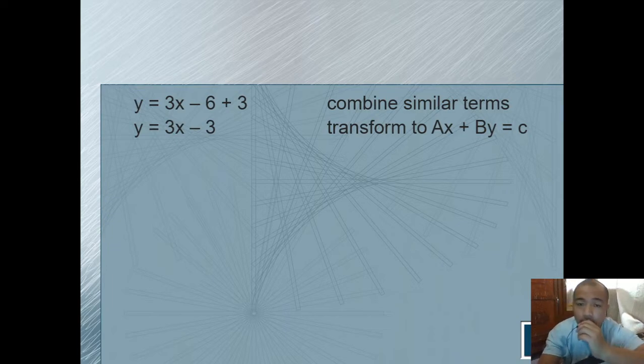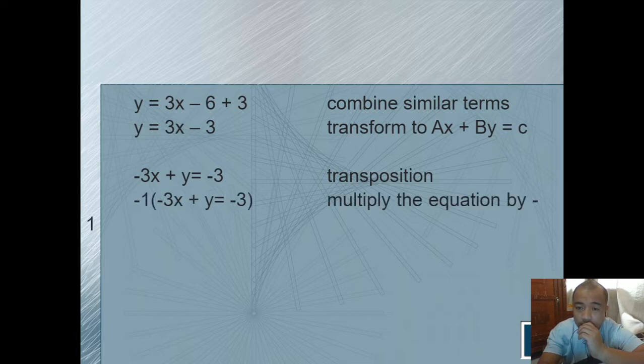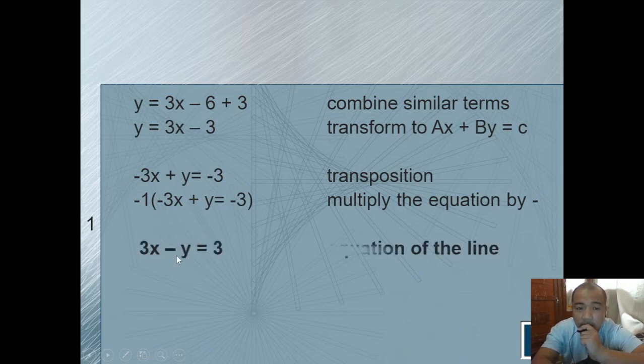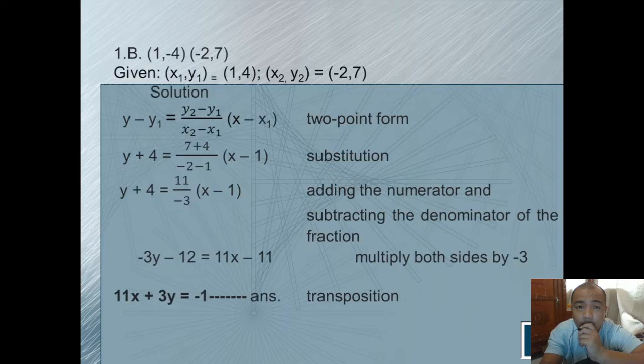Transform this to the form ax plus by equals c. It becomes negative 3x plus y equals negative 3. And by multiplying this equation by negative 1, it becomes 3x minus y equals positive 3. This is now the equation of the line passing through the two given points, right? In the form ax plus by equals c.